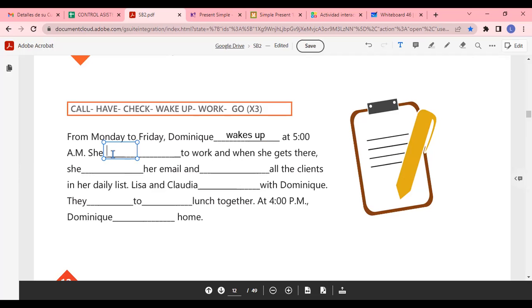What do you have? By trabajo, vea. Goes to work. And when she gets there, she checks her email. Check, ¿por qué? Porque estamos hablando de ella.